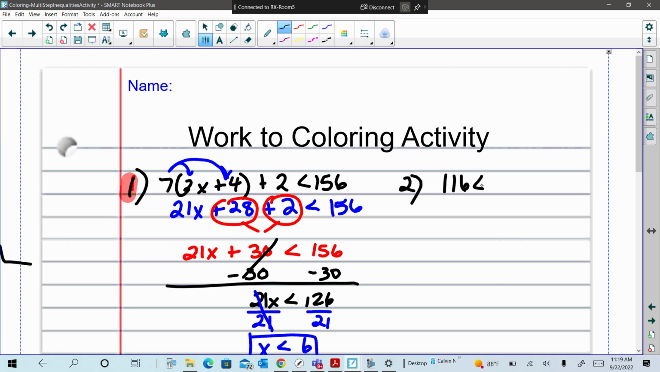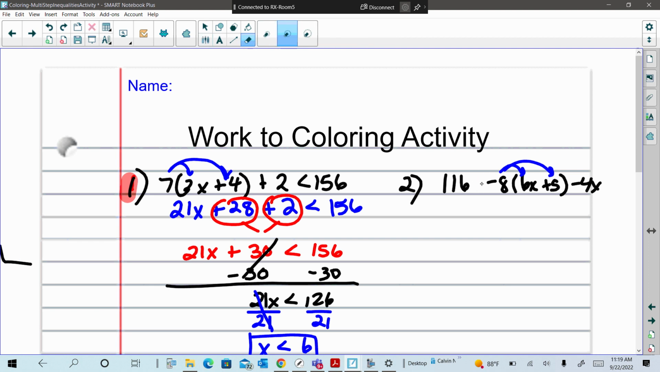Number 2 was, I think, 116 is less than -8, parentheses, 6x plus 5, close the parentheses, minus 4x. Do the parentheses first. Good eye. So we're distributing the -8 first. It's greater than or equal to? Oh, my symbol's in the wrong spot. Let me fix my symbol. Okay, so distribute that -8.